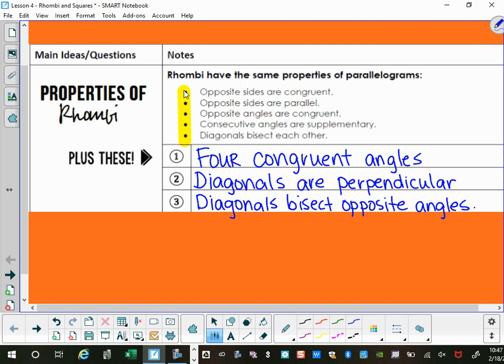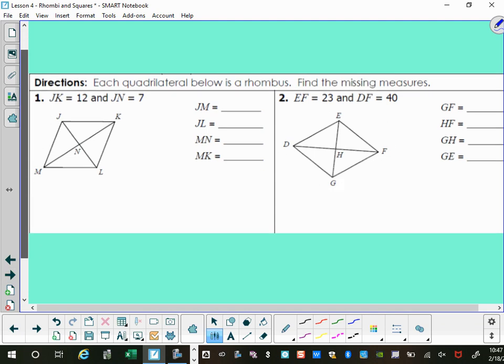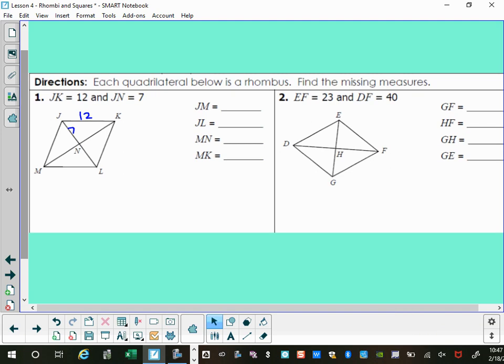Alright, let's look at number 1. It says, each quadrilateral below is a rhombus, so find the missing measures. They told us that JK was 12, write that in, and JN was 7. Okay, because our diagonals are going to bisect each other, and the diagonals are perpendicular, let's draw in a right triangle there. That is super important.